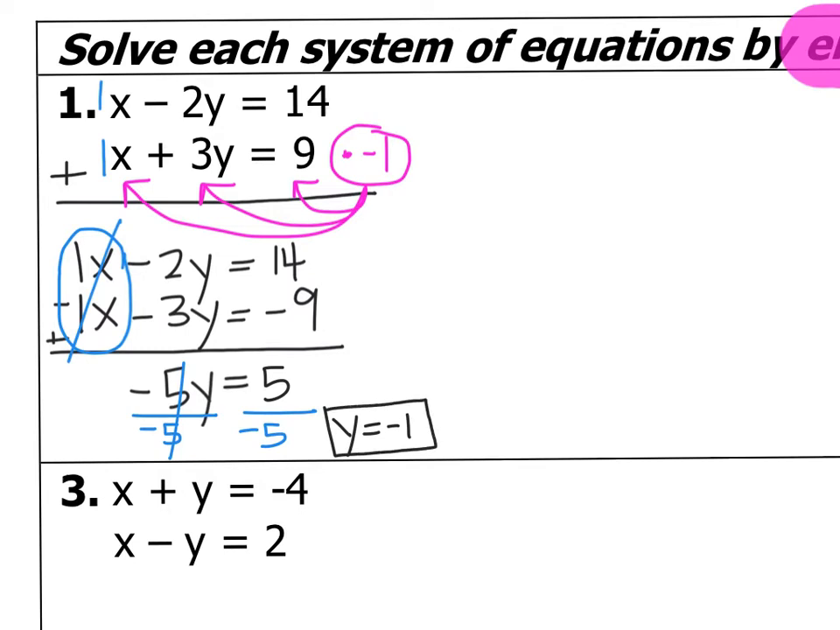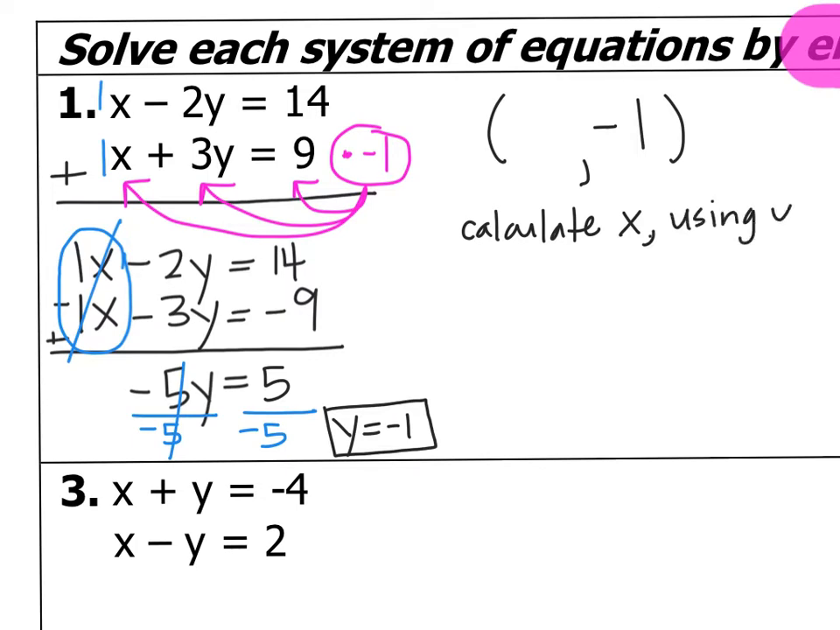Okay, knowing that our final answer, remember we're looking for where 2 lines intersect, is a dot, and I've got my y value of -1. Now I have to calculate x using y.